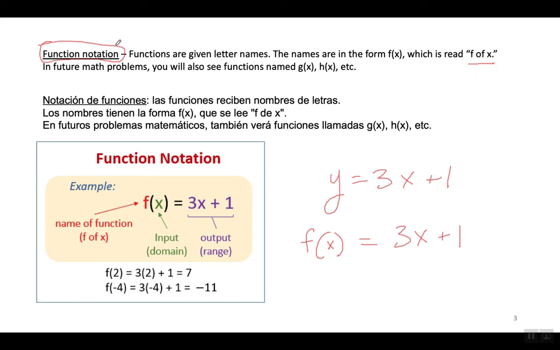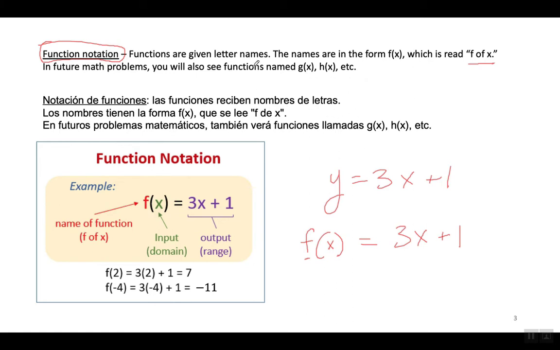So, function notation. Basically, functions are given letter names. In this case, the letter is f. The names are in the form f of x, which is read f of x. In future math problems, maybe not today, it might be this year, it might be next class, I don't know.